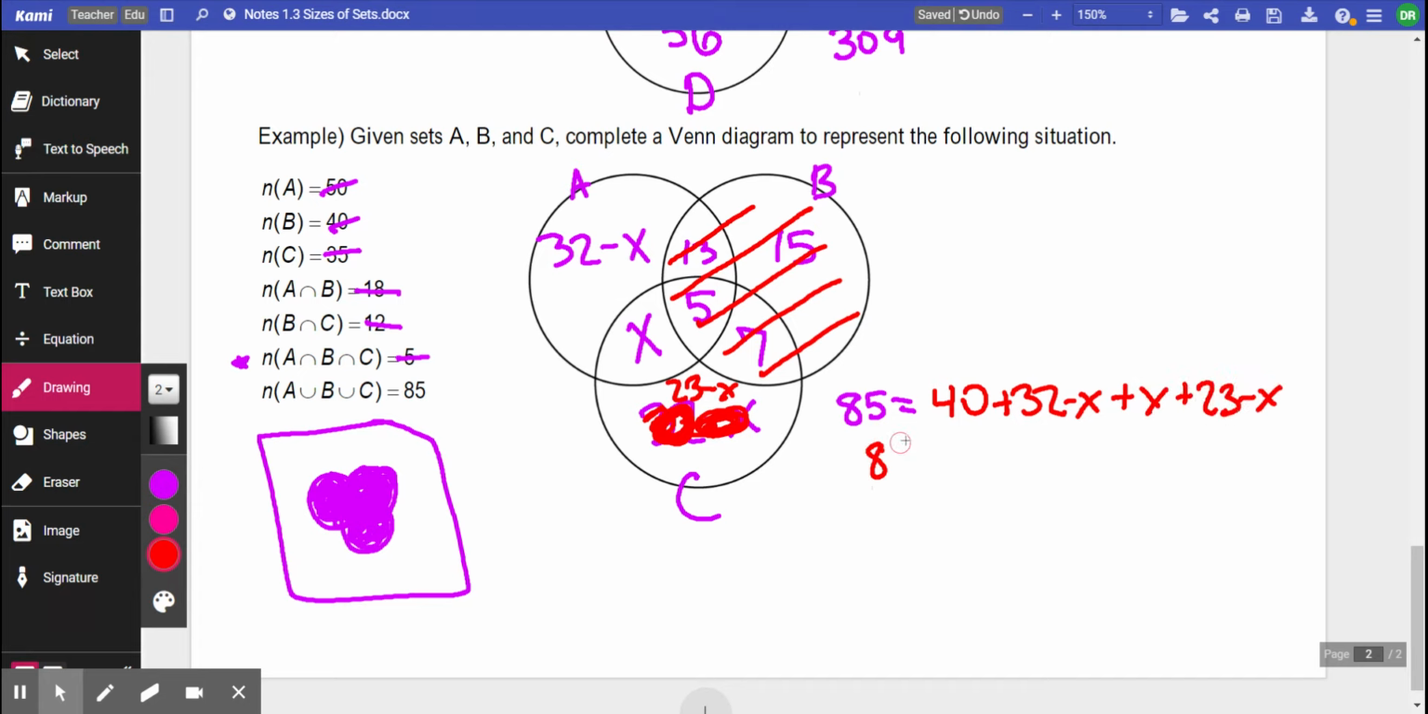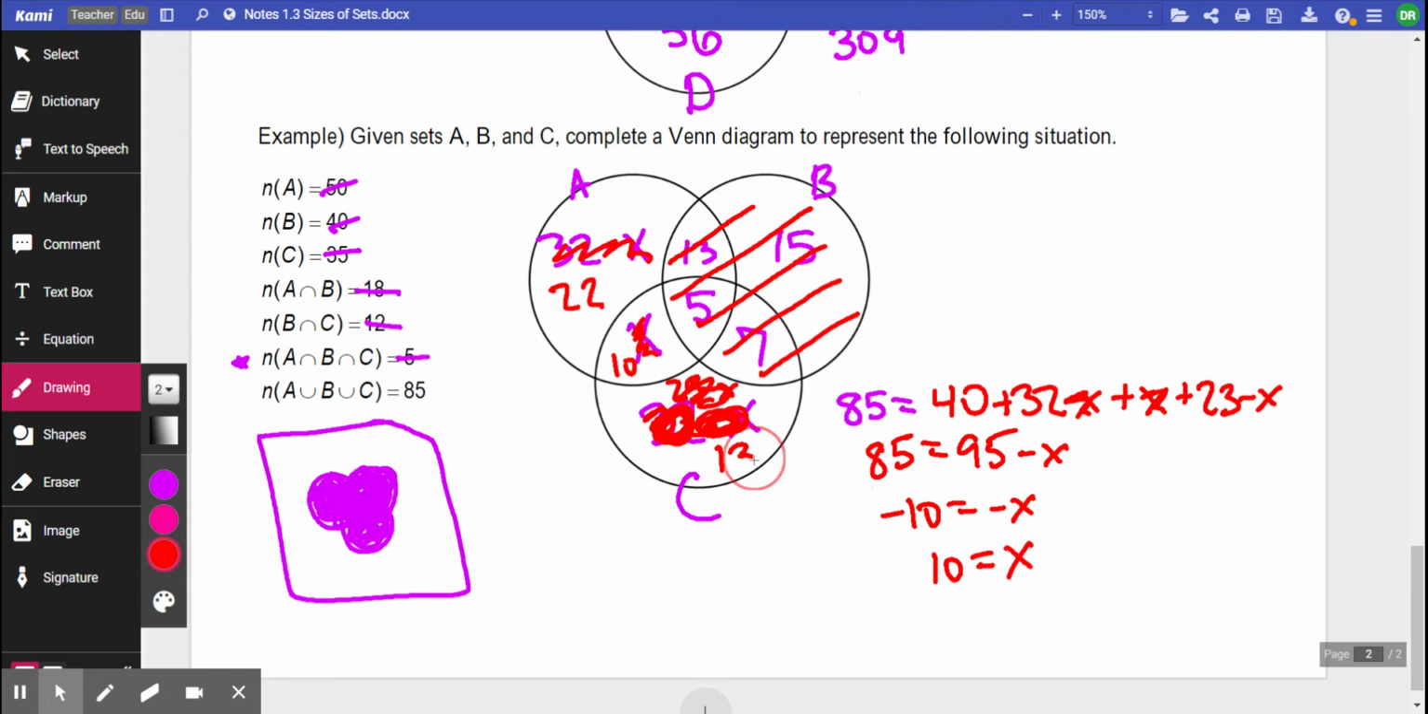Simplifying before we start moving from one side to the other. Negative x plus x cancels out. We still have a minus x. And then 32 and 23 makes 55 plus 40 would make 95 minus x. So moving 95 over would give us negative 10 equals negative x. So 10 is equal to x. This piece right here would be 10. That means that 32 minus 10 would give us 22, and 23 minus 10 would be 13.